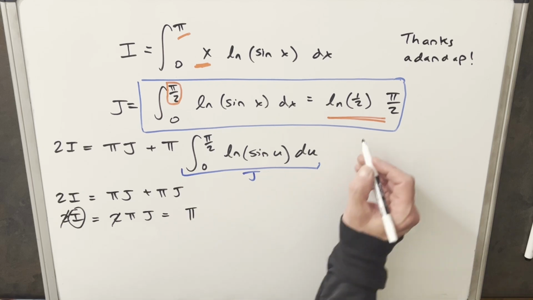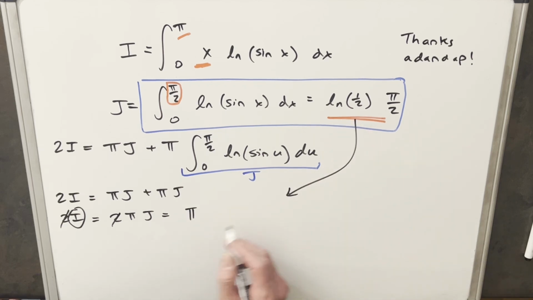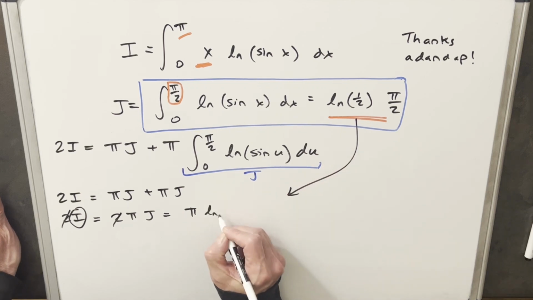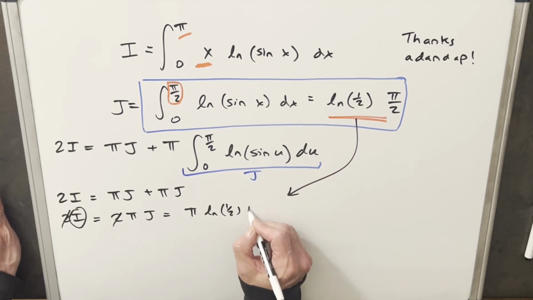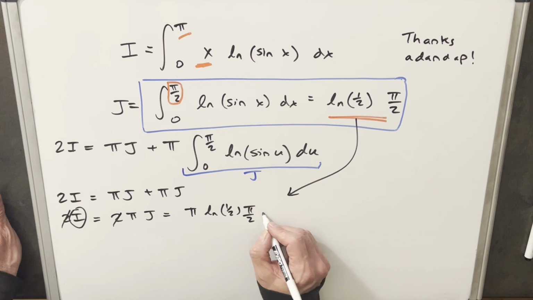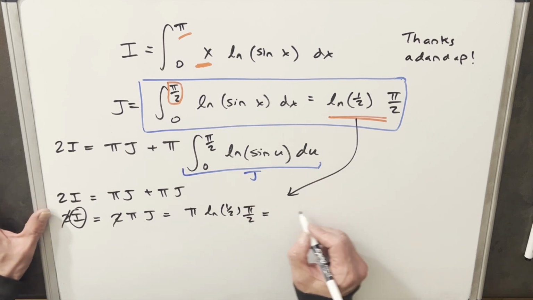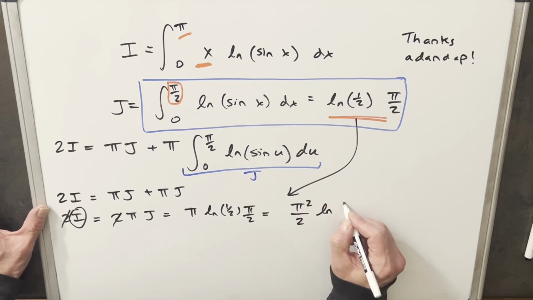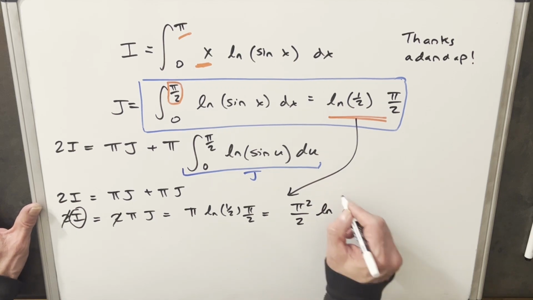But now is the point where we can take our answer and plug that back in. So multiplying this together, we're just going to have pi times this thing, which is natural log 1/2 pi over 2. And I can just clean this up. Pi times pi is going to give me pi squared over 2 natural log 1/2, and that's it.